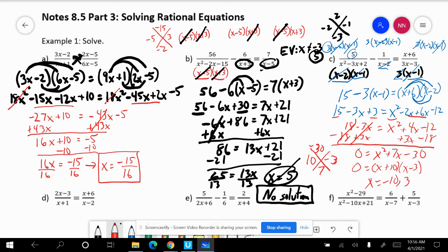If I look at the excluded values, they would be 2 and 1. So that means both of these answers are going to work.